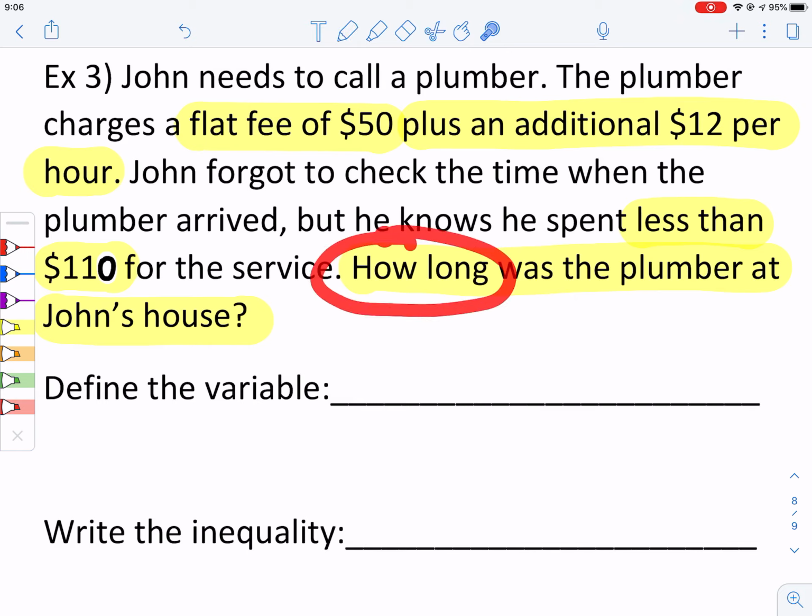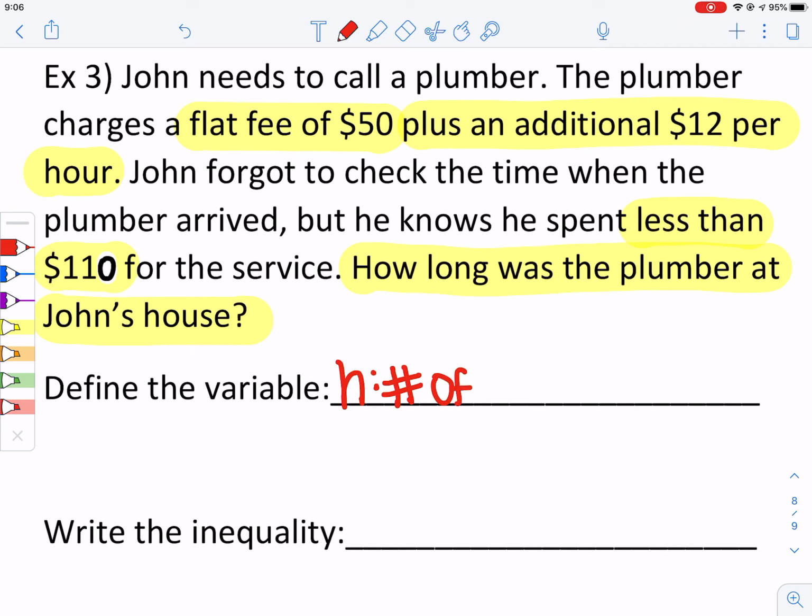Since the question says how long, I know I'm talking about time, and in this case we're talking about hours. So let's say H stands for number of hours. You can be specific and say number of hours the plumber is at your house, but I'm just going to say H is our number of hours. Now let's start writing our inequality. Here are some hints. Your biggest number is always going to go at the end. Then figure out which of these numbers is going to go next to H. There's a plus to tell you that you're going to be adding as well. And think, if it says less than, which symbol are you going to use? Go ahead and write your inequality.